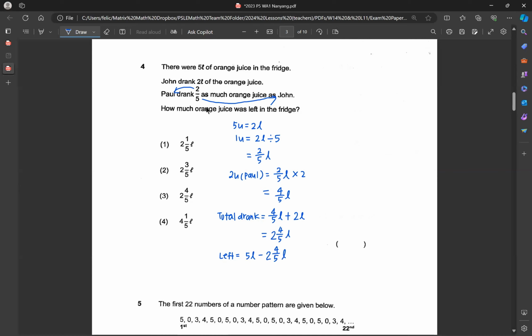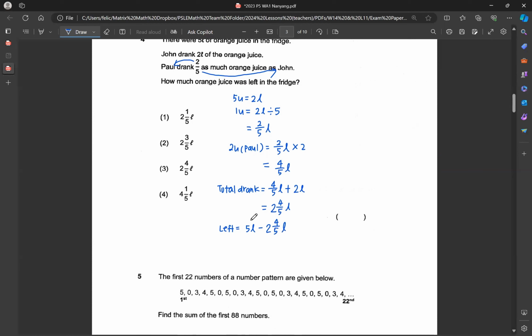The leftover would be simply using the total at first, subtracting away what they drank. So this is P4 subtraction of fractions that you have learned before. A whole number, when you minus a mixed number, take note, you need to re-express the whole number as a mixed number first before you can do the subtraction. So the 5 itself, you can re-express as 4 wholes and 5 over 5. Basically, I'm separating out one whole. 5 over 5 is one whole. I take out one whole and re-express in this manner. When I take out one whole, the whole number left here is 4 wholes.